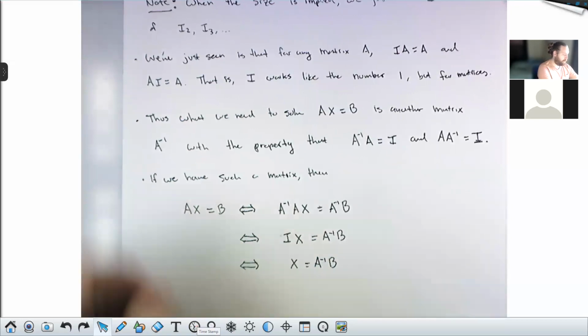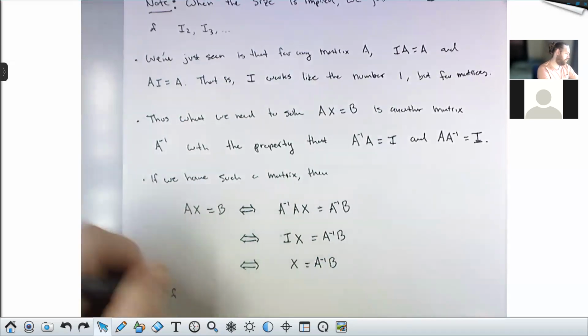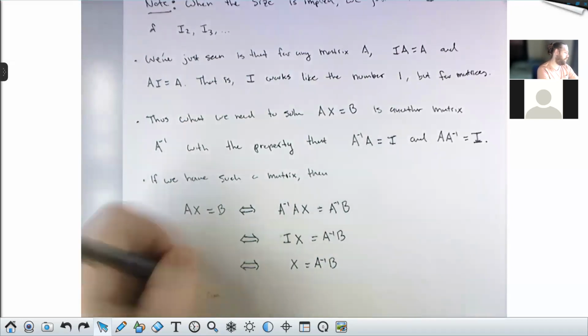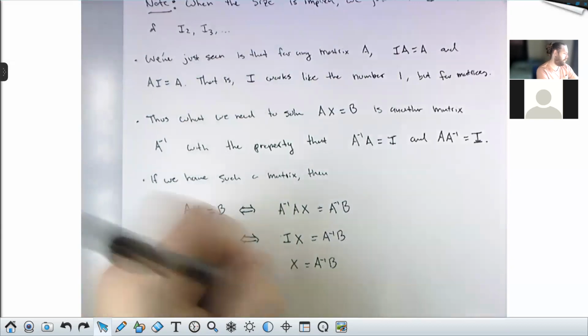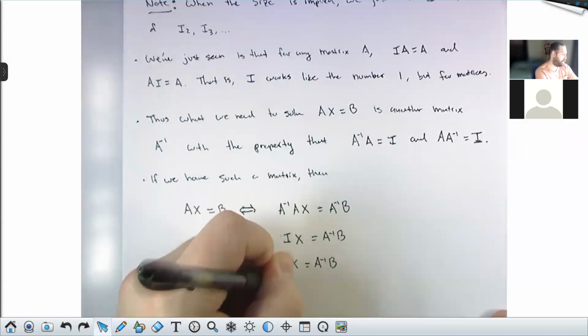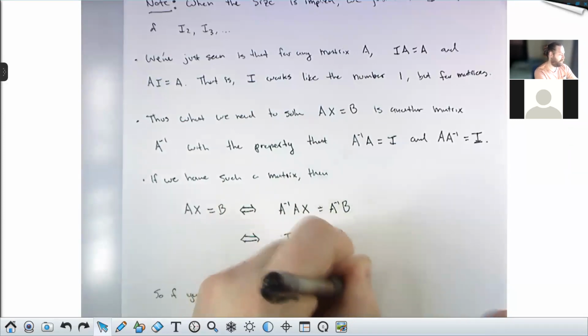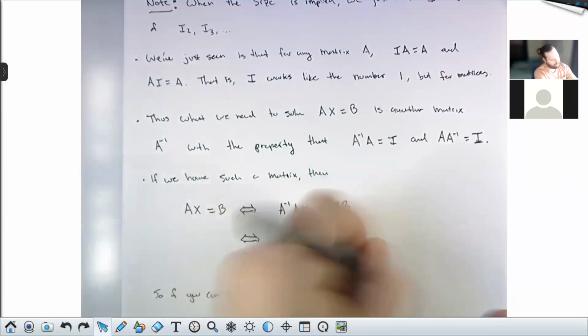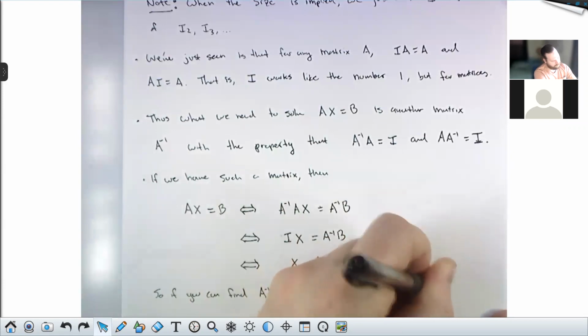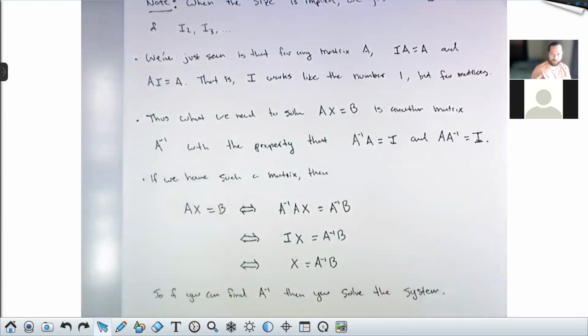So if you can find A inverse, then you can solve the system. And you can do it in a single step like this. And that's pretty hot shit.